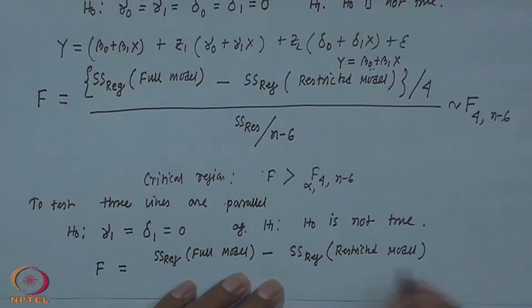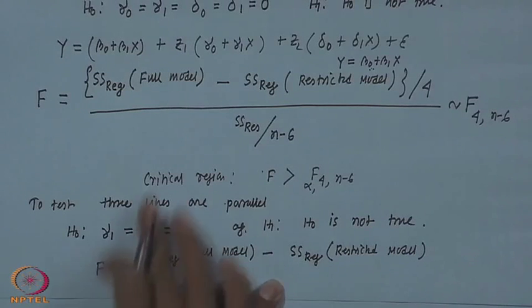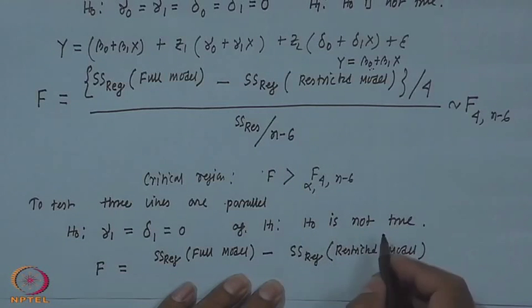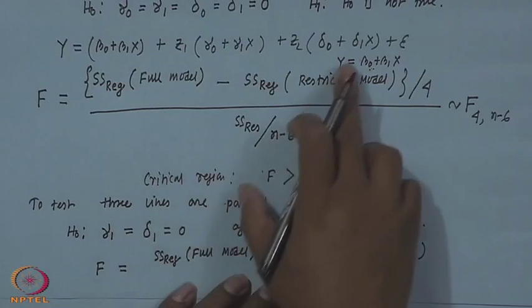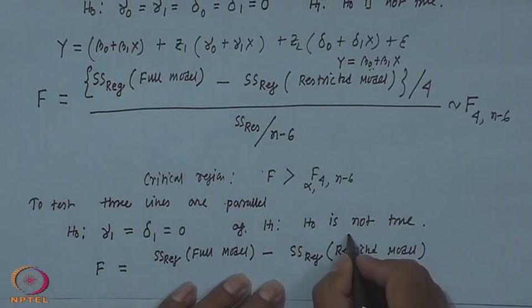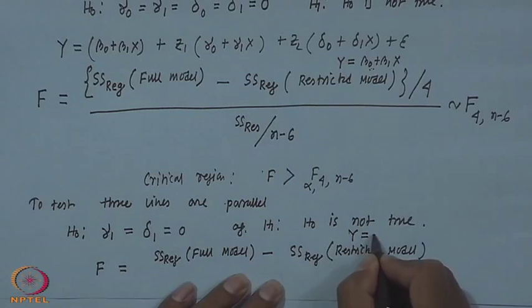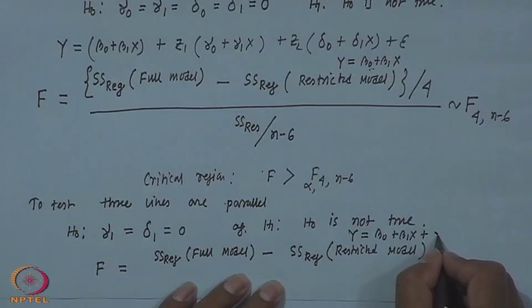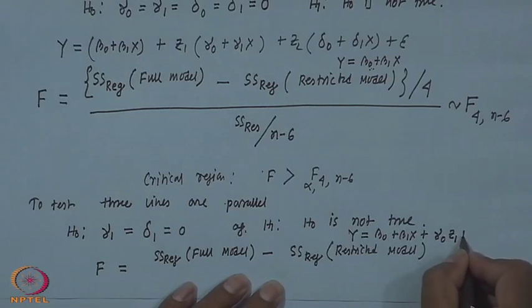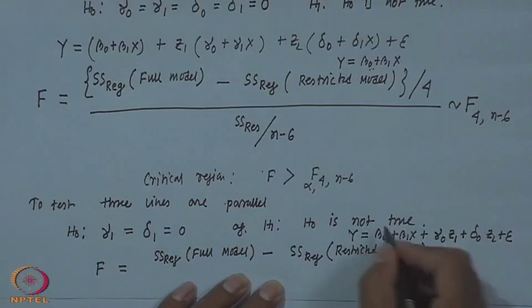What is the restricted model? That is the model under the null hypothesis. Here the restricted model is basically you just put lambda 1 equal to 0 and delta 1 equal to 0 in this equation, so that the restricted model is y equal to beta naught plus beta 1 x plus lambda naught z 1 plus delta naught z 2 plus epsilon. So, this is the restricted model.